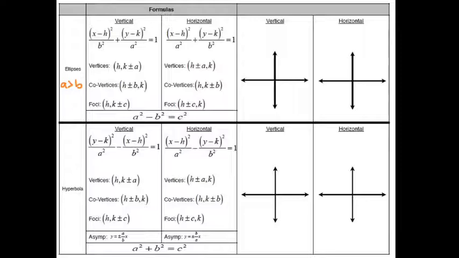Okay, so how do you graph these? What is this A business? What is this B? And what is this C? What? There's a C? Yeah, right there. You see, this is how they all relate to each other. That's the equation for it. Okay, so how do we graph these?